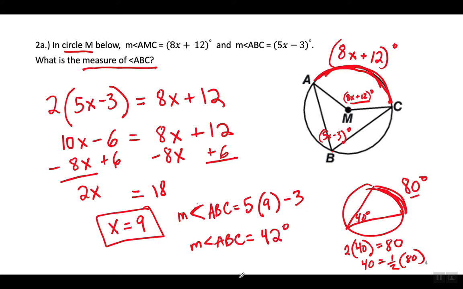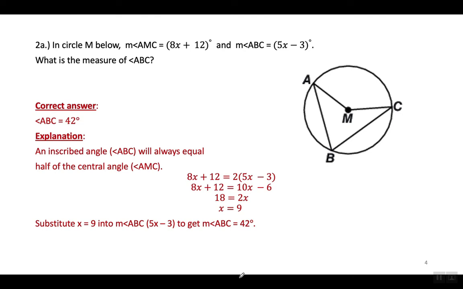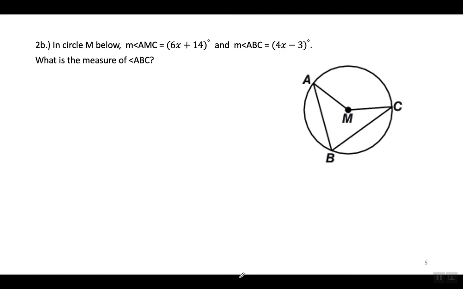Okay? And I have the explanation typed out nicely here. All right, and I also have a 2B, a second example with different numbers, in case you want to practice or look at another example.